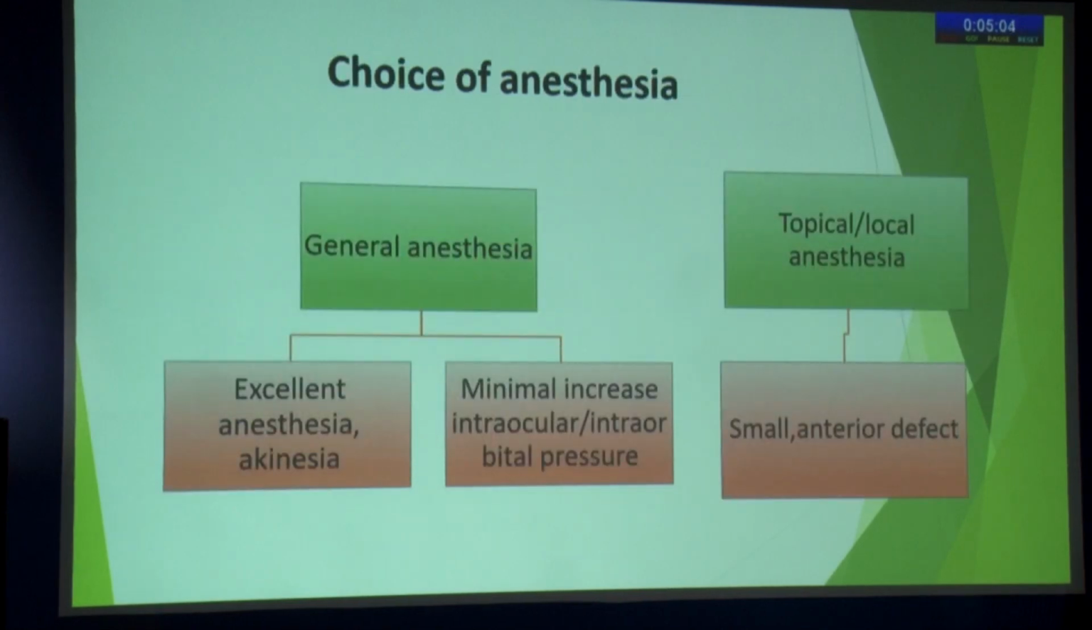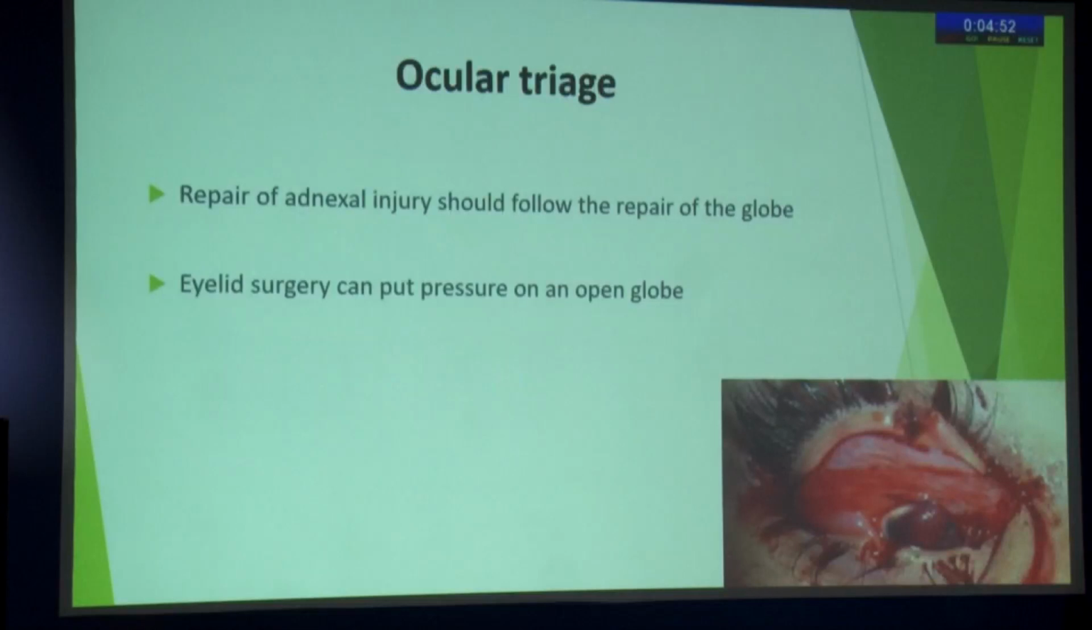And the choice of anesthesia should be general anesthesia, because apart from anesthesia and akinesia, it also reduces the intraocular and intraorbital pressure. If you see the laceration is only small or only anterior, then we can go ahead with topical or local anesthesia. Apart from that, ocular triage, that is, we have to first repair the globe and then go ahead with adnexal injury, because repair of adnexal injury would cause pressure on the globe.